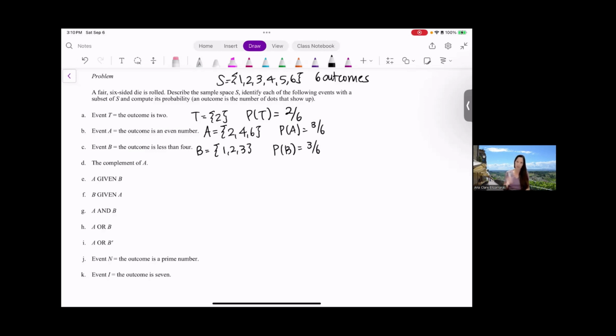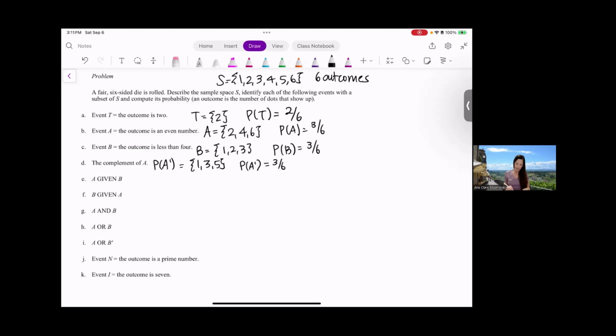Now we're moving on to complement. Remember, complement is not like complement the right thing to do. It's the complement of the event. So if you have event A, the complement is not A. So the complement of A is listed as A prime. And so if A is all of the even numbers, then not A would be all of the odd numbers. And the probability of being all of the odd numbers is 3 out of 6 as well. Evens and odds make up the total sample space. 3/6 plus 3/6 equals 6/6, which is also the total sample space.